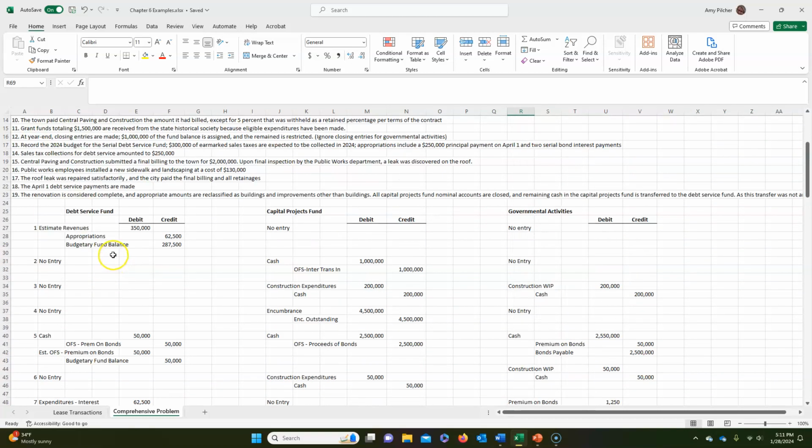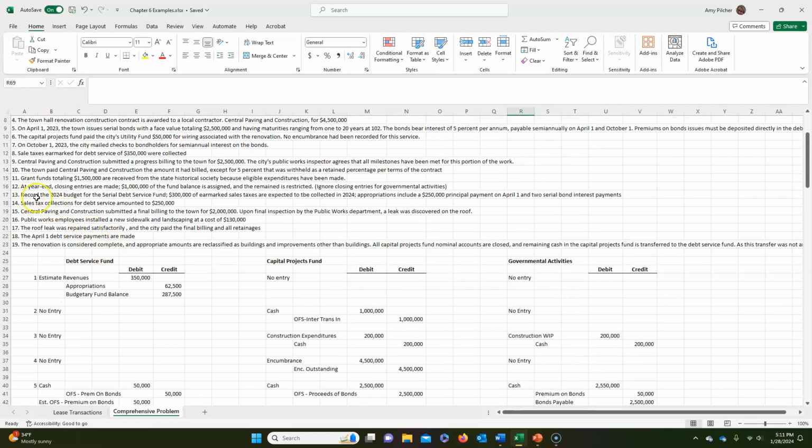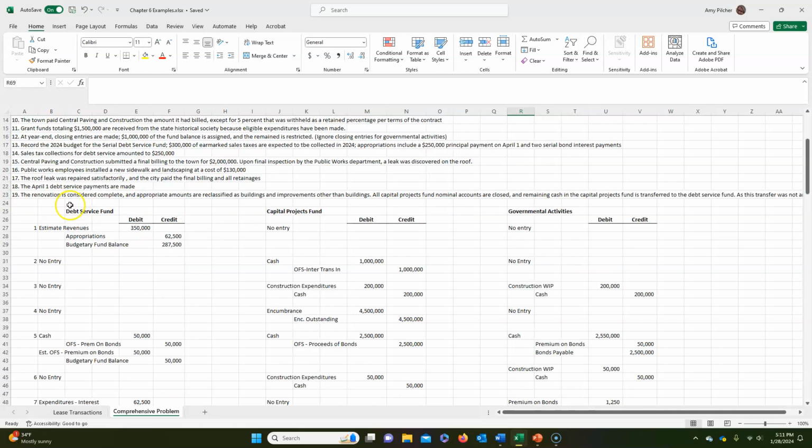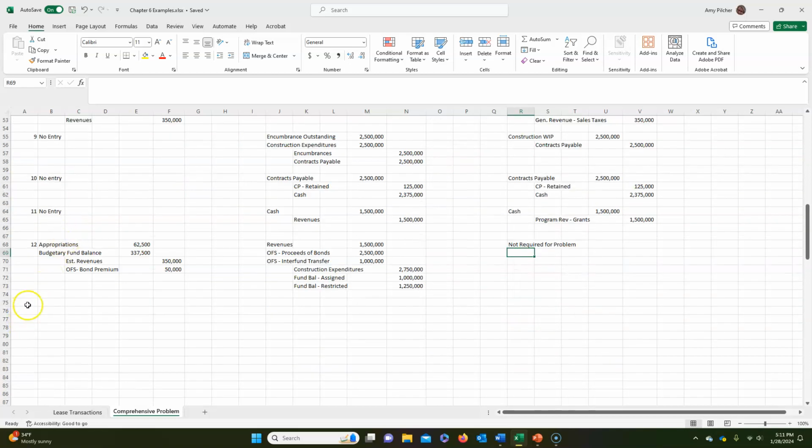Then it's the next year. So we're over the year. So now we're going to record the 2024 budget for the debt service fund. We have $300,000 of earmarked sales taxes are expected to be collected, and the appropriations include a $250,000 principal payment on April 1 and 2 bond interest payments. So 13. We're now recording the next year. So we have estimated revenues, taxes of $300,000.